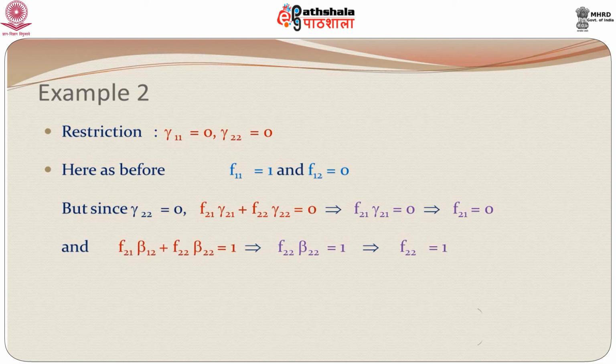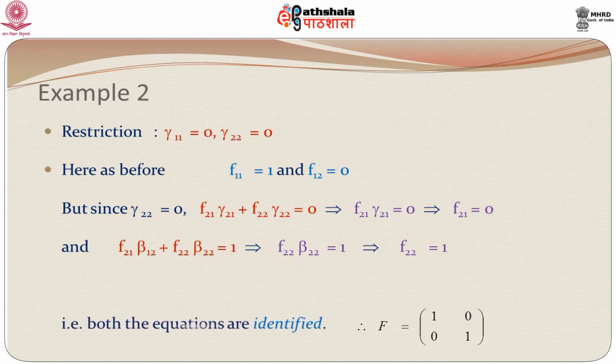Now use the condition that β22 is equal to 1 in A. This translates to F21 β12 plus F22 β22 equal to 1 in FA. And since F21 is 0, F22 times β22 must be equal to 1, and β22 being equal to 1, F22 is also 1. So putting all this together, we have F is equal to the identity matrix of dimension 2, and hence we can say that both the equations are identified.